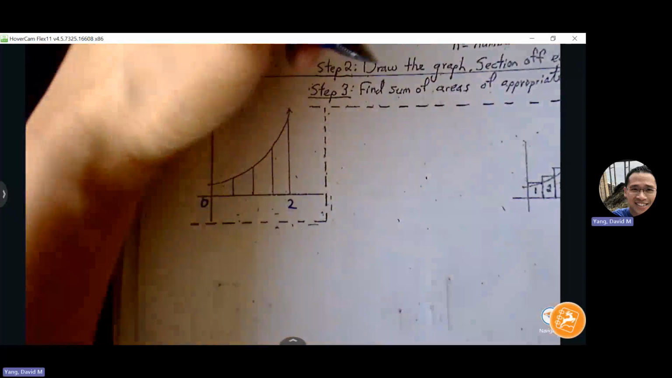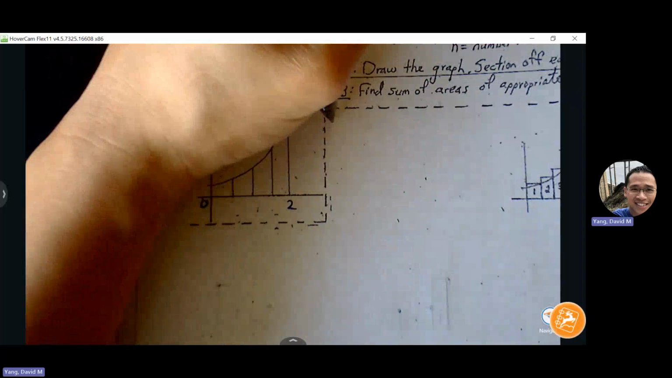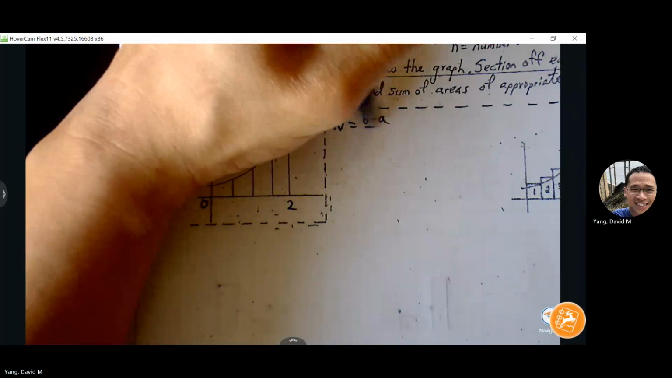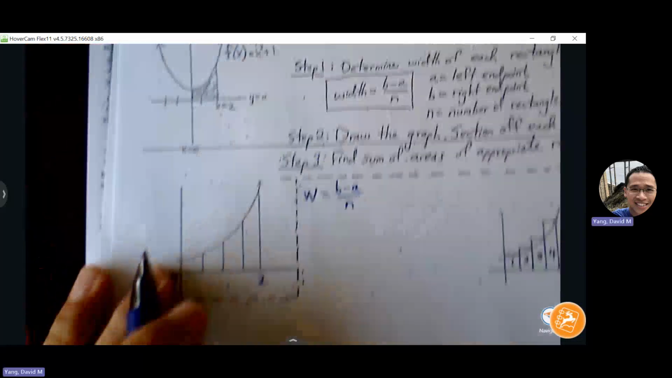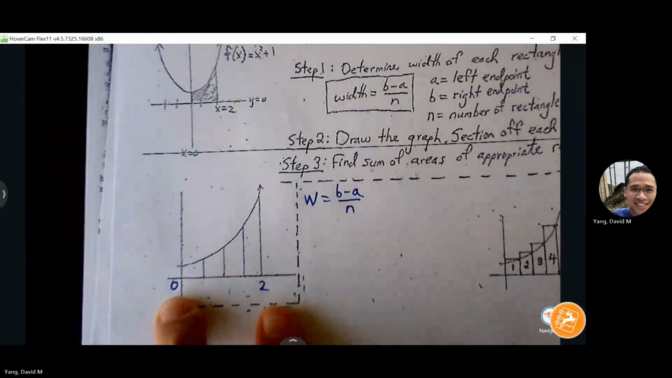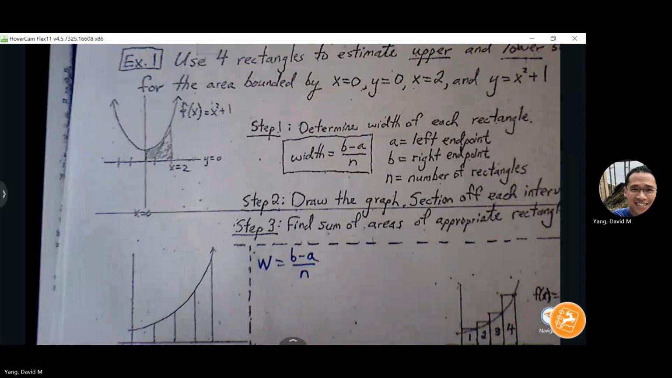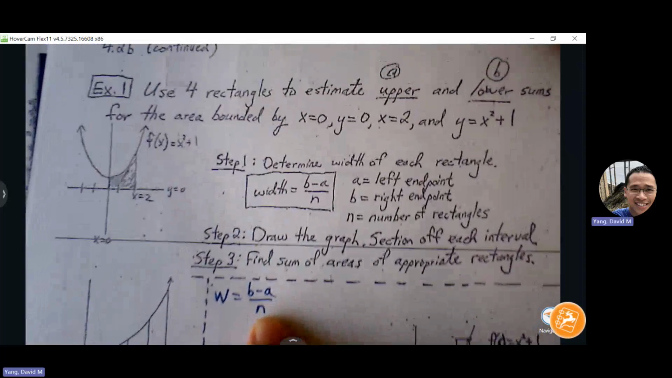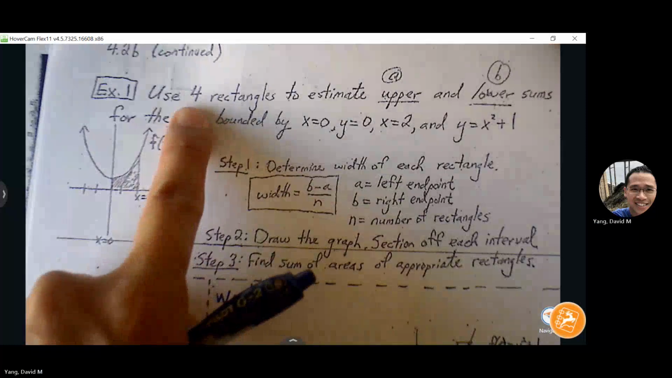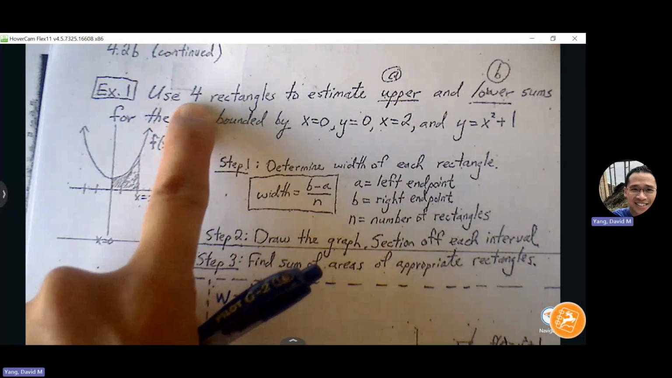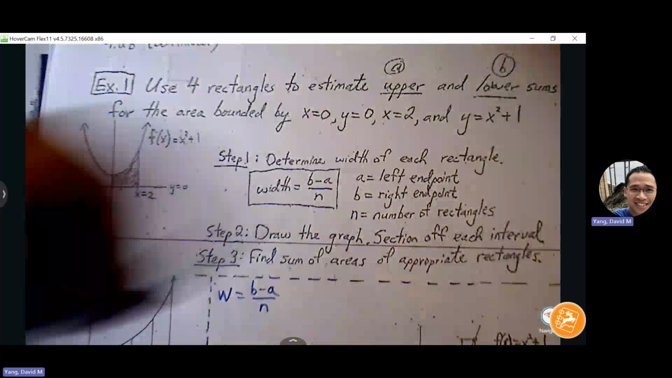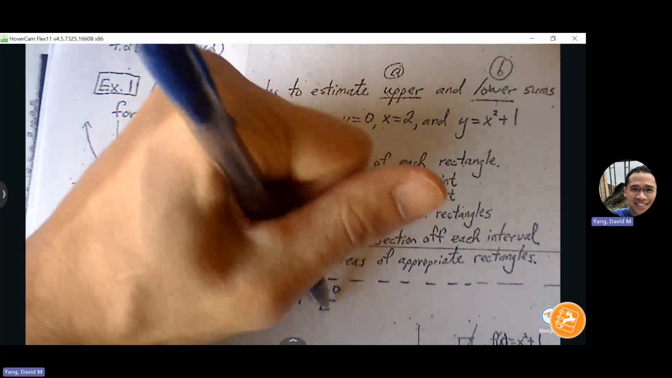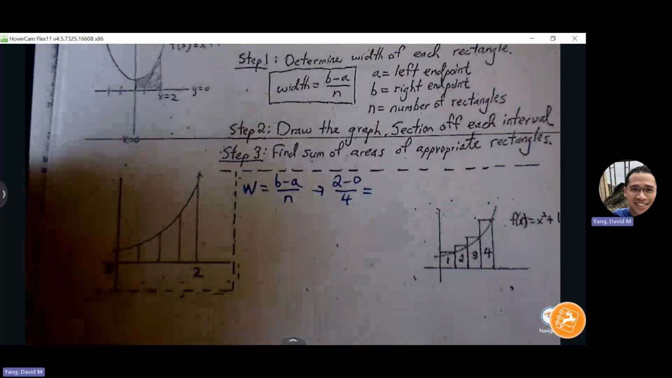Okay, let's find the width of each subinterval. So the width is going to be b minus a over n. Okay, what's my a and b value? Yeah, 2 and 0. And n is the number of rectangles. How many rectangles do we want? 4, right? So the problem will always tell you how many rectangles you're dealing with. So in this case, we have 2 minus 0 over 4, okay, and that reduces to be what?